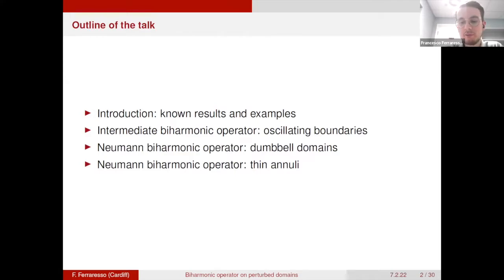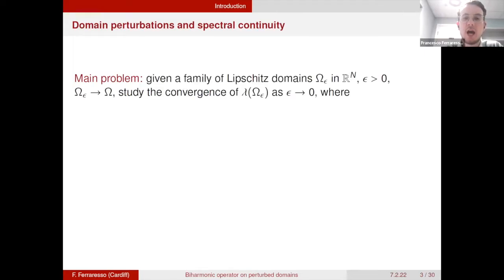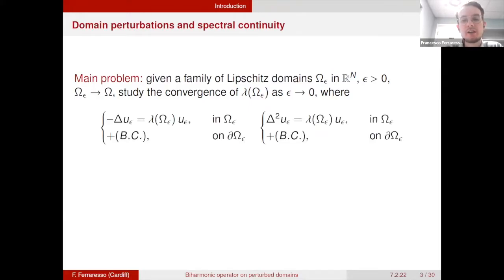The general framework of this talk is that of domain perturbation theory, and the main problem you should have in mind is the following. Imagine you have a family of Lipschitz domains, omega epsilon in R^n, that are converging, in a suitable sense that I will make rigorous in a while, to a limiting domain omega. We want to study the convergence of the eigenvalues lambda of omega epsilon, which are associated with either the Neumann Laplace operator or the biharmonic operator with some boundary conditions.